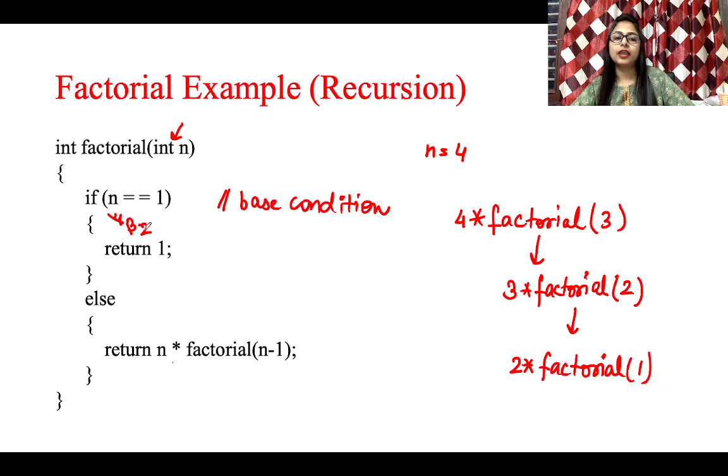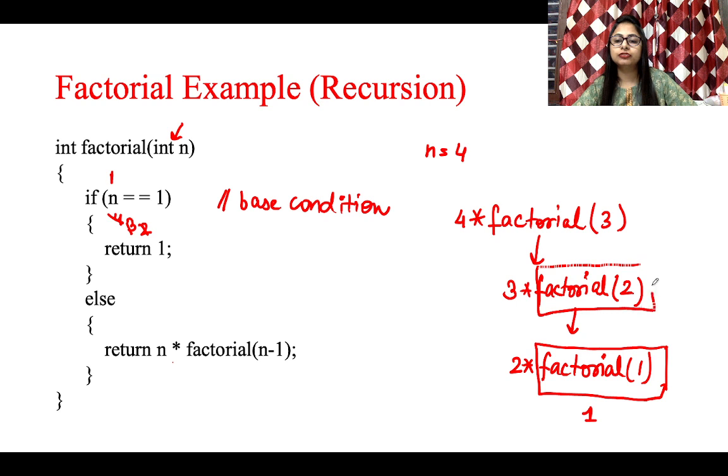Now the value of n this time will become 1. See, now it will compare: 1 is equal to 1. This time the base condition will become true. So what is it saying? Return 1. So instead of factorial 1, I have to return 1. Instead of calling it again, because I am reaching the base condition, I have to write 1 here. What will happen? 2 into 1 will become 2.